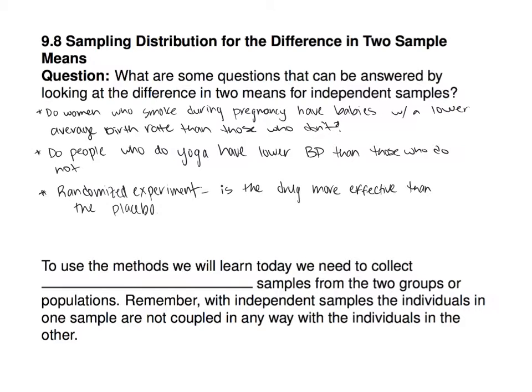The one thing that we really have to be careful about is we really have to collect independent samples from the populations. So, for example, your sample shouldn't contain brothers and sisters, if at all avoidable.